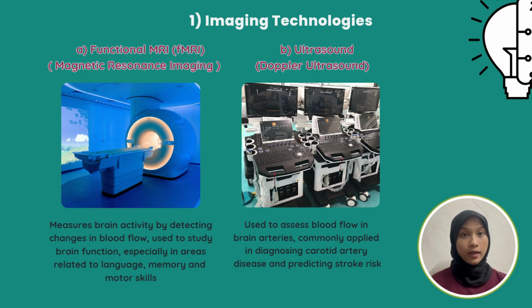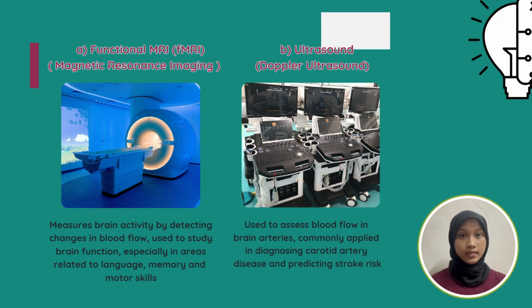For imaging technologies, the first one is functional MRI, which is magnetic resonance imaging. So what is MRI? It measures brain activity by detecting changes in blood flow, used to study brain function, especially in areas related to language, memory, and motor skills. Second is ultrasound, Doppler ultrasound. So what is ultrasound? Ultrasound is used to assess blood flow in brain arteries, commonly applied in diagnosing carotid artery disease and predicting stroke risk.